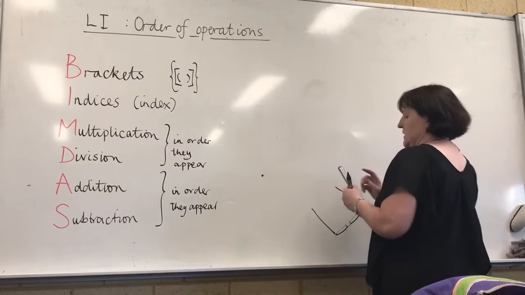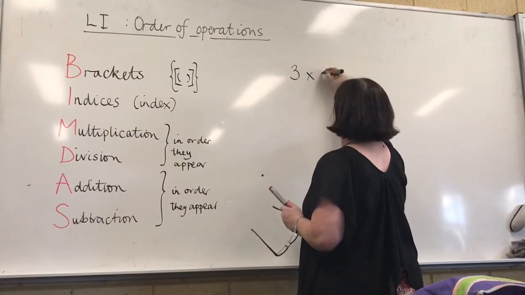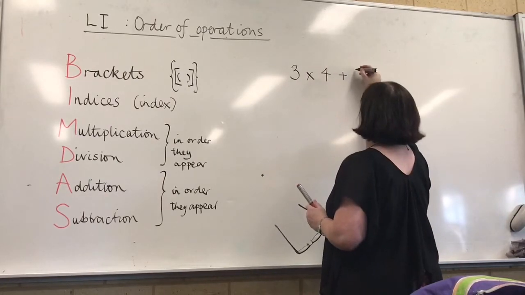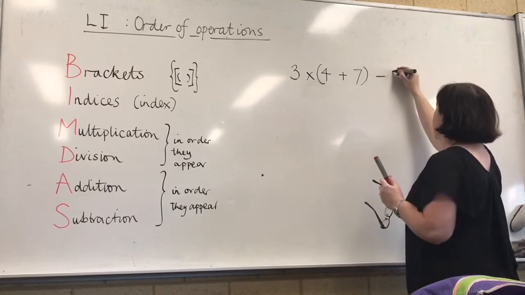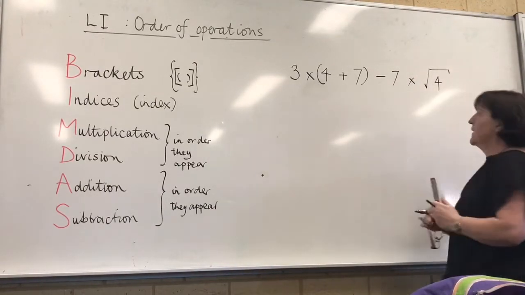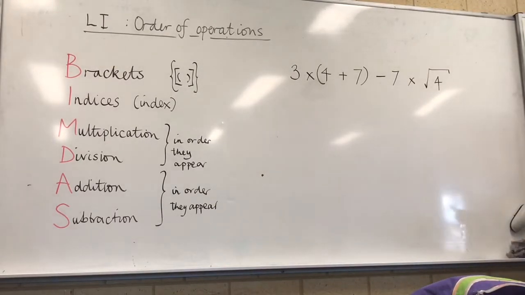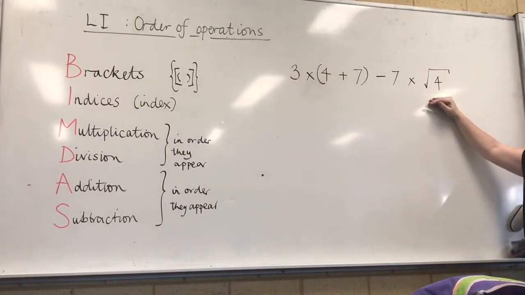Okay, the next one then. So this one, we're moving on, it's just a little bit more complex. We've got a bracket in there and we've got a square root in there also. Okay, an exponent, as the Americans would call it.